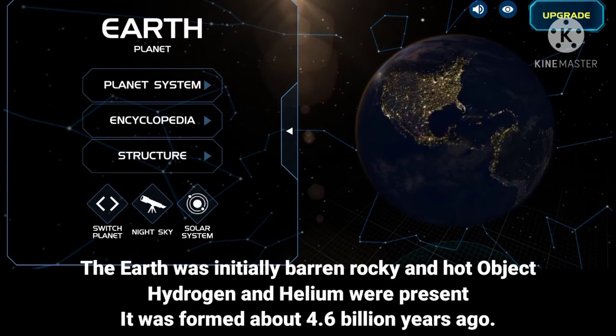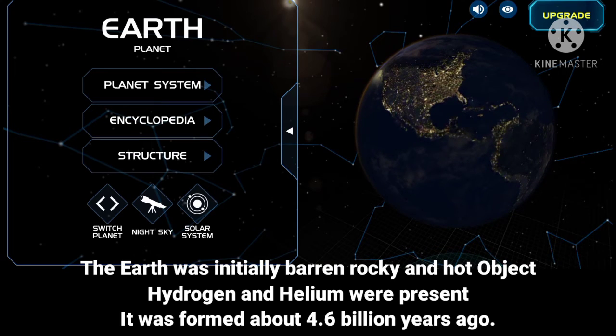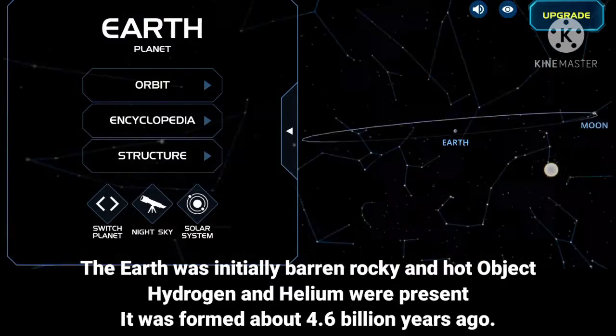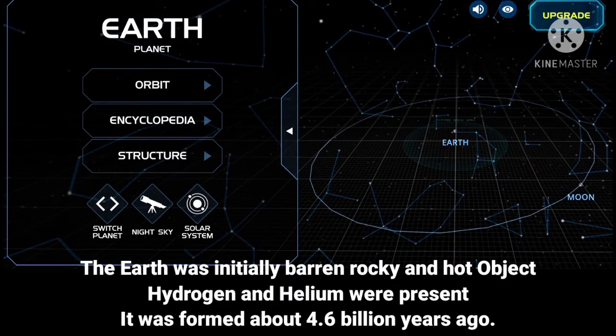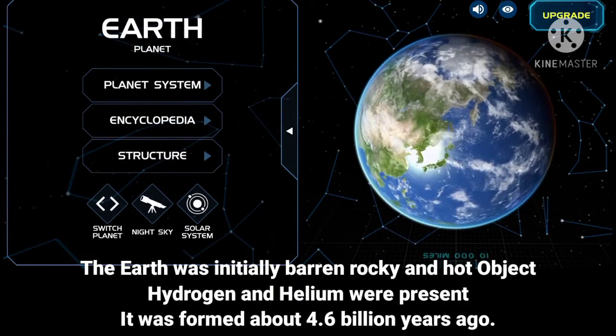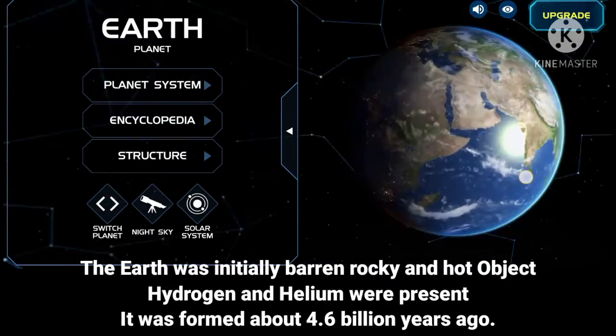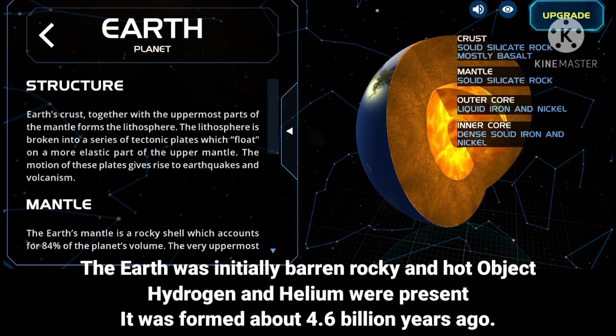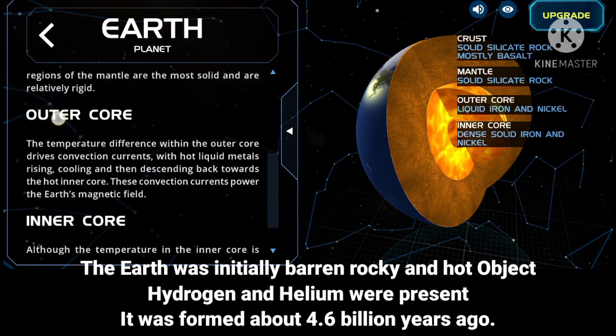earlier was initially a barren, rocky and hot object with a thick layer of atmosphere of hydrogen and helium. We shall try to find out what led to the evolution of life on the surface of the Earth. The Earth has a layered structure from the outermost end of the atmosphere to the center of the Earth. The material is not uniform.